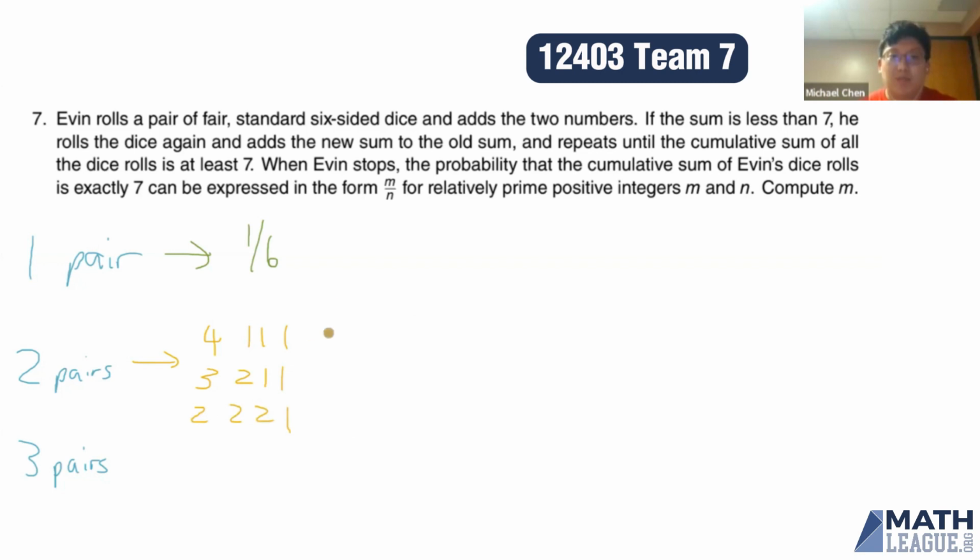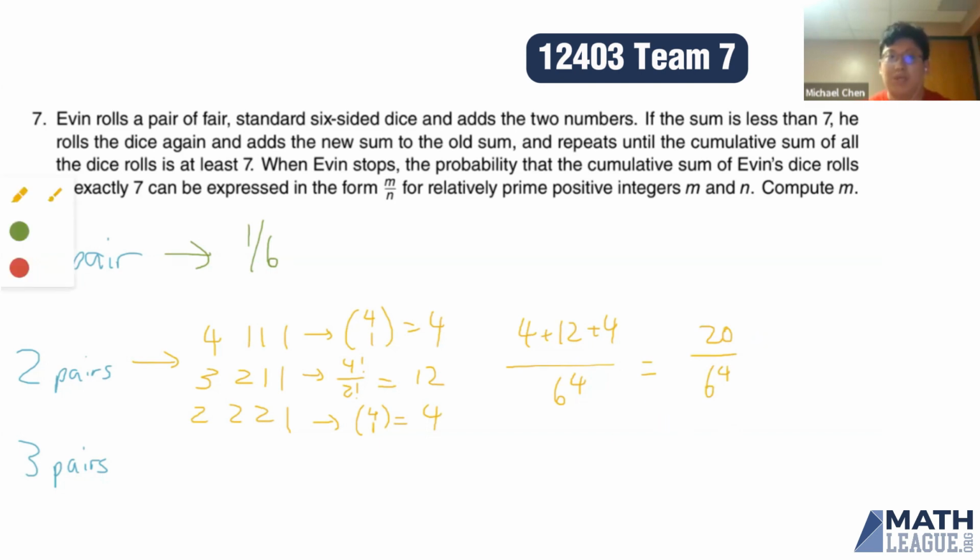Now, the number of ways we can order each of these, respectively, is 4 choose 1 is 4, 4 factorial over 2 factorial is 12, and then 4 choose 1 again is 4. Now that means that 4 plus 12 plus 4 is the total number of ways we can get 4 dice rolled with a sum of 7, and that's out of a total of 6 to the 4th. So this will give us 20 over 6 to the 4th. So that's the probability that we end with a sum of 7 with 2 pairs rolled.